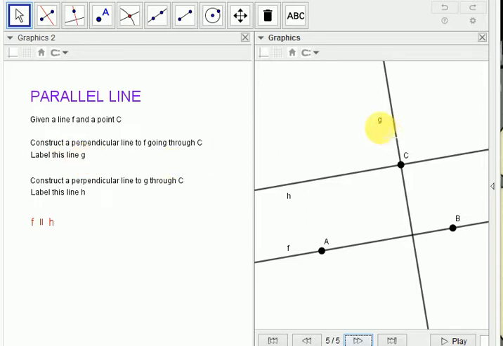We need the label of that line because we need it for the next construction. Construct a perpendicular line to G through C. We covered that construction before, so that sentence is enough. Anyone could sketch that line H. We need to name it because later we have to claim that this line is what you are looking for: H is parallel to F.